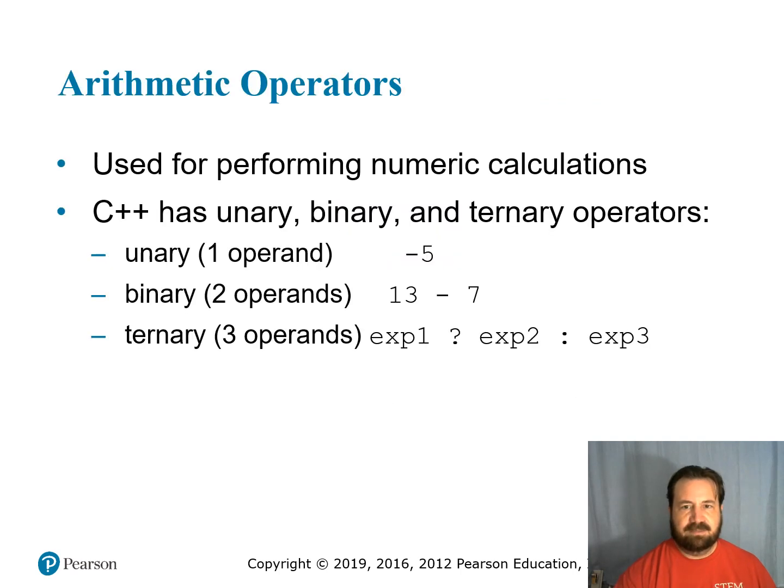Arithmetic operators. A unary operator is one that just changes some property of the value that follows it, usually a sign. Binary operators take two inputs, one before the operator, one after the operator. Almost all mathematical operations are binary. A ternary operator, this is pretty unusual. C++ has a built-in if-then statement that's ternary. It says if expression 1, then do expression 2, otherwise do expression 3.